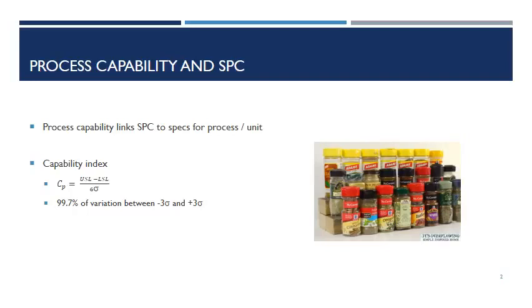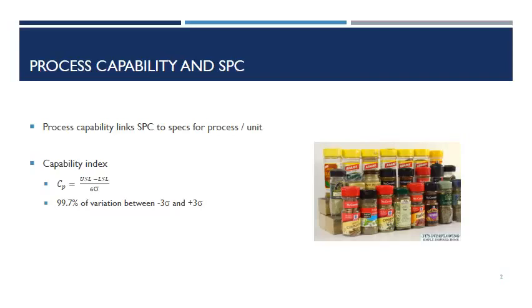With process capability, companies will link the statistical process control, or SPC, to the specifications set for the process and the product. In essence, process capability and SPC are addressing the question of whether the process is doing what it is supposed to do. The value CP, Capability Index, determines the relationship between engineering specifications and statistical requirements. Mathematically, the formula is CP equals USL minus LSL divided by 6 sigma.